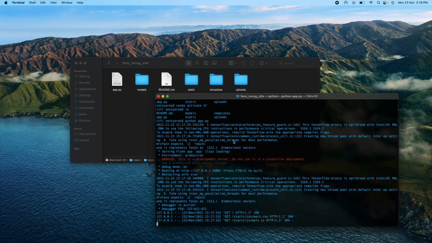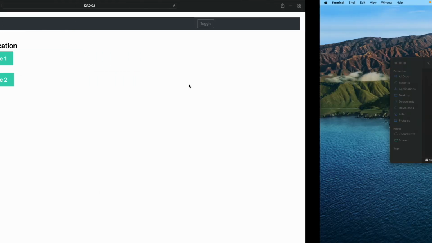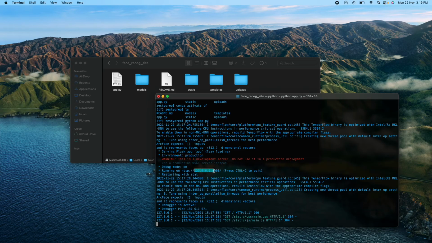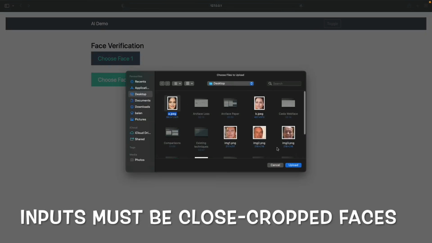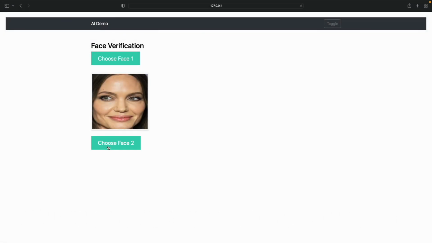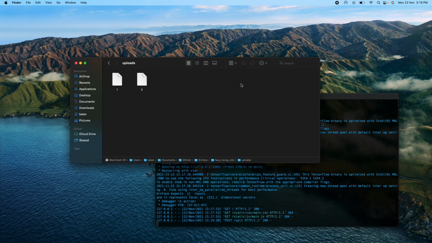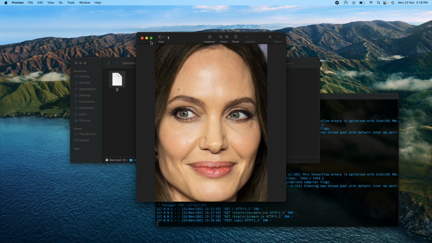Actually, I've started the server over here, or the Flask application in this case. This is the face recognition site project. This is the app.py, which contains most of the important code. And the models are stored inside that. The ArcFace model is stored inside that. Right now, I'm on this page, and first I'm choosing phase 1. And I upload it. So once I upload it, I can go and see that it has been uploaded as phase 1 over here.